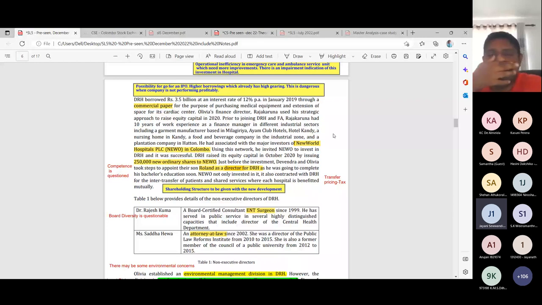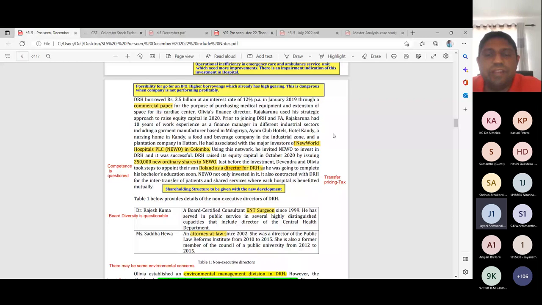He had associated with the major investors of New World Hospital PLC in Colombo. He had connectivity with some big hospital in Colombo. Using this network, he invited NEWO to invest in DRH and it was successful. Look at this, the investment was done by a third party. DRH raised its equity capital in October 2020 by issuing 250,000 new ordinary shares to NEWO. So you have to look at the shareholding, you have to calculate the shareholding, right?